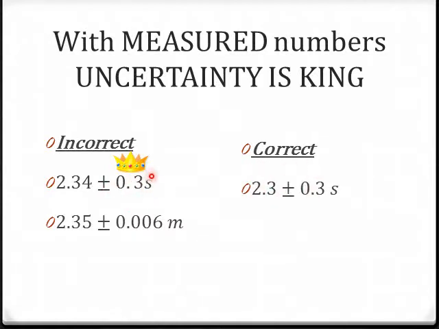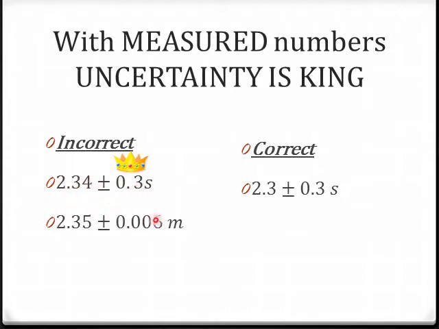Now the reason why the uncertainty is king is because if you are unsure about the tenths place of a number, what right do you have to list it to the hundredths place? If you don't even know what this number is, if this number could go up or down by 3, why are you even bothering to tell me what this value is here? So we always match the number to the uncertainty for a measured number.